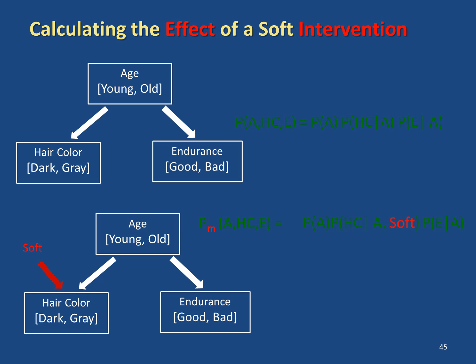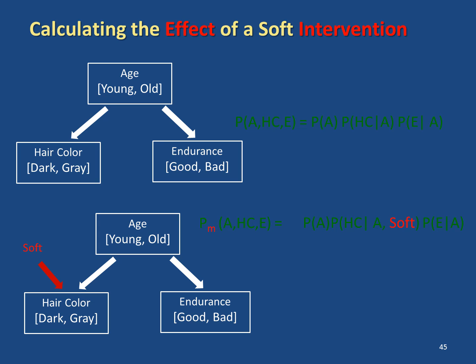And a soft intervention is similar, with one little additional trick. So if I'm going to replace the hair color given age with the soft intervention on hair color, what is this new term going to look like? The probability of hair color given what? So it's just soft in your version, but you're saying soft and age.